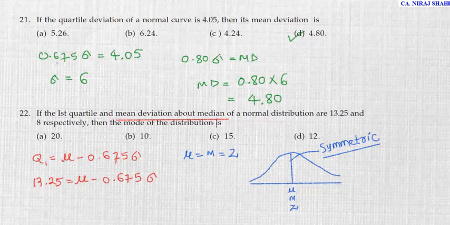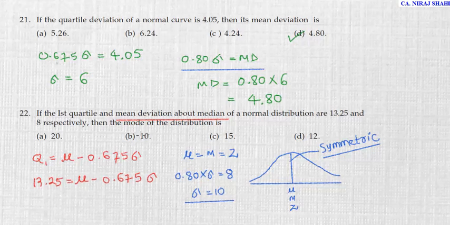So mean deviation about median is actually nothing but mean deviation about mean only, and the formula will be same as we have used here. 0.80 sigma is equal to mean deviation. Let me use it again. So 0.80 into sigma is equal to mean deviation, which is given as 8 to us. So we can definitely say sigma is equal to 10 in this case.